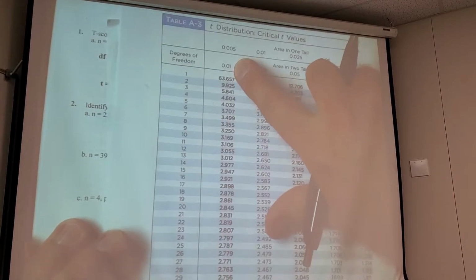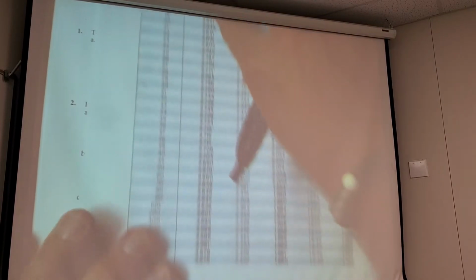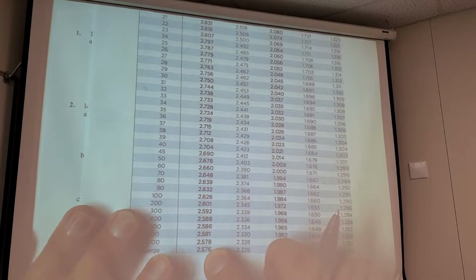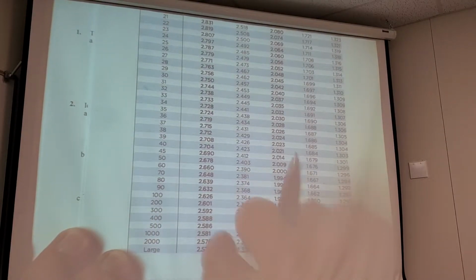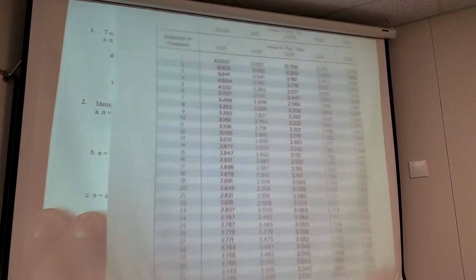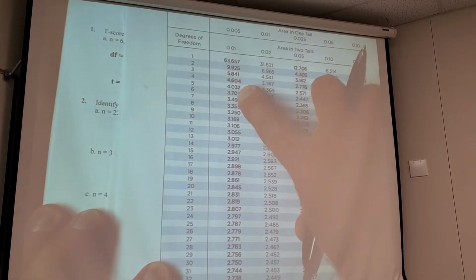And like I said last time, just to really reinforce this, if I stop somewhere, I get a t-score. If I go all the way to the bottom, I get a z-score. That's part of this that we talked about last time. So I'm going to use this column and stop at 5, 4.032.